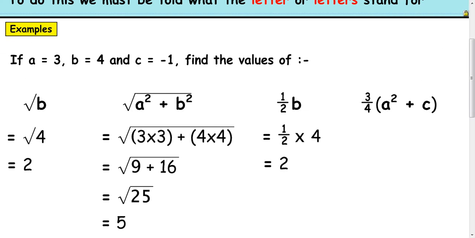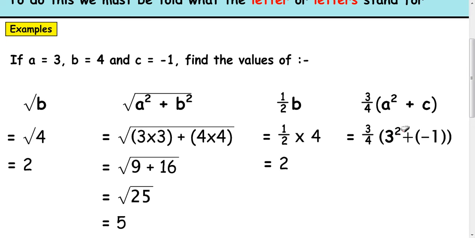Okay. This one looks quite complicated. We've got 3/4 bracket a squared plus c. A squared means 3 times 3 and c is negative 1. So let's substitute the numbers in first. So 3/4 of 3 squared add negative 1. You can write 3 times 3 if you want there. I'm just going to leave it in this case as 3 squared.